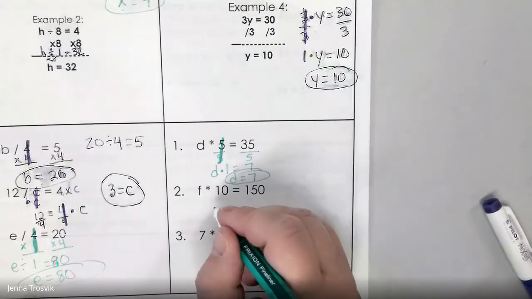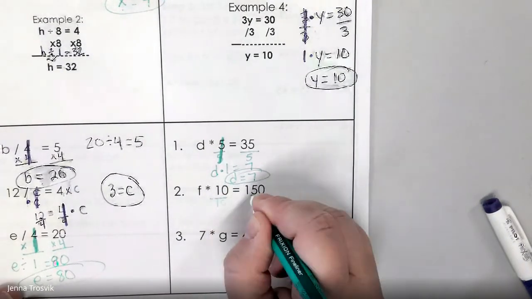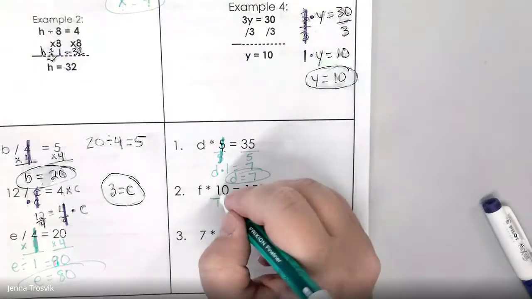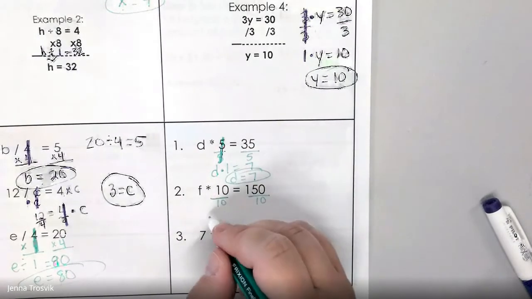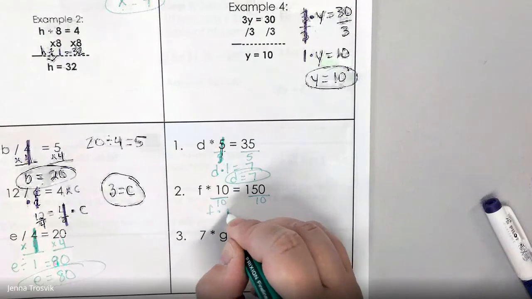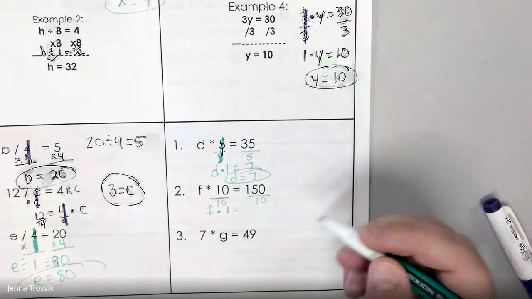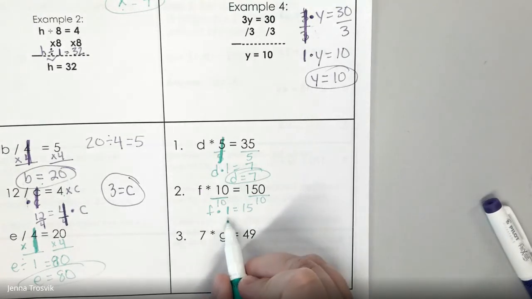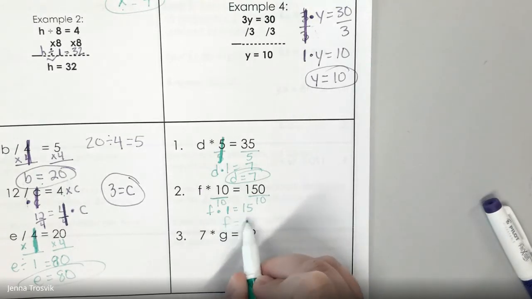F times 10, opposite of multiply is divide. We're going to divide by 10. F times 10, 10 divided by 10 equals 1, so that leaves me with f times 1 equals 150 divided by 10, which is 15. Any number times 1 is that number, so f equals 15.